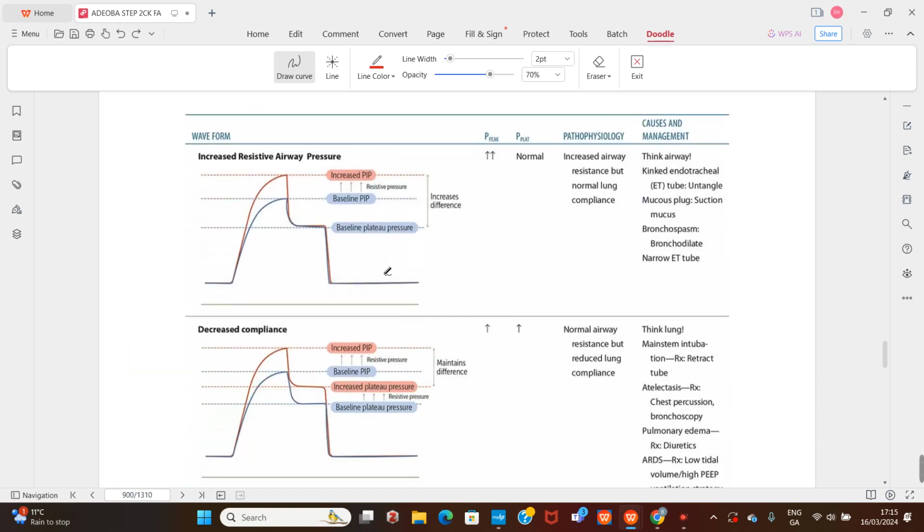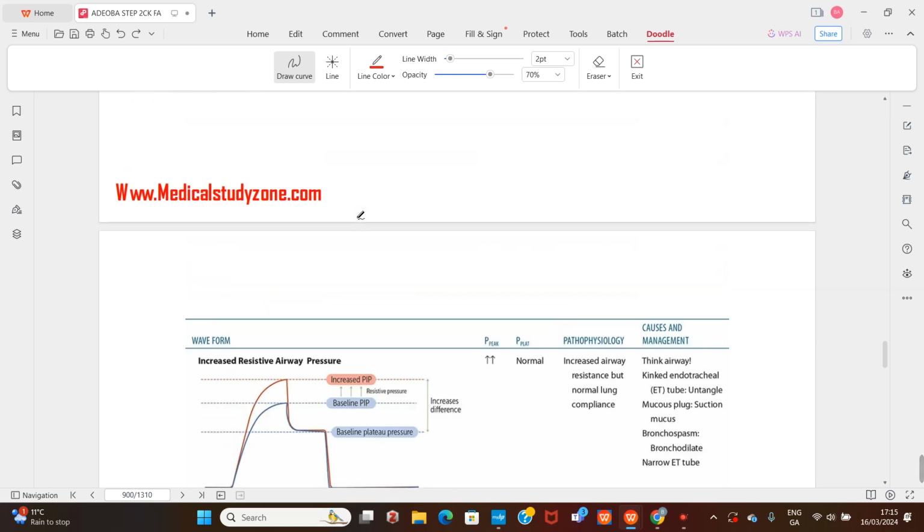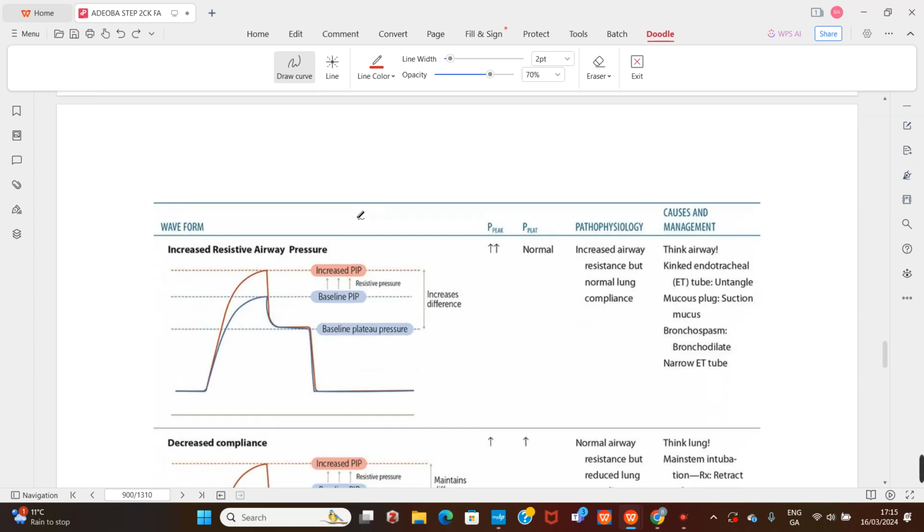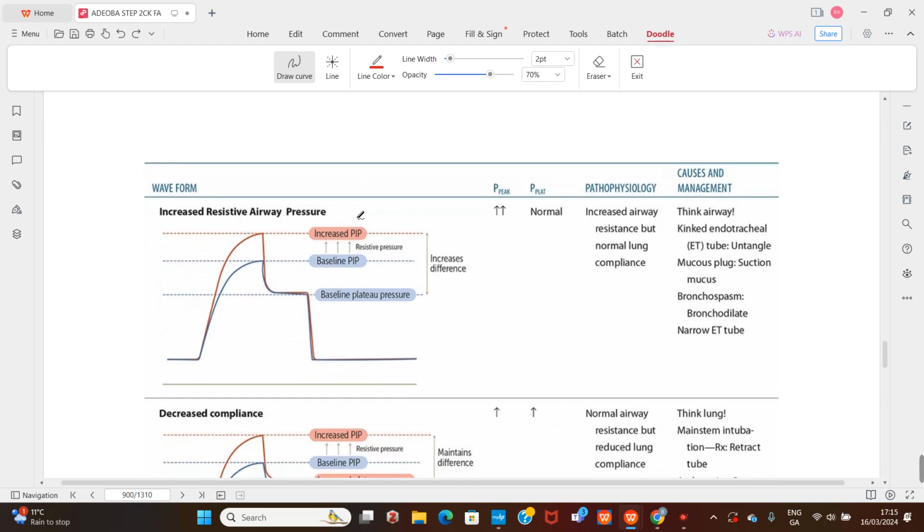So looking at the waveforms, let's look at the first one. This is talking about the peak. Dr. Sorry, can you increase your screen? Yes. Now, I think the blue one is the normal, right? The red one is the change.